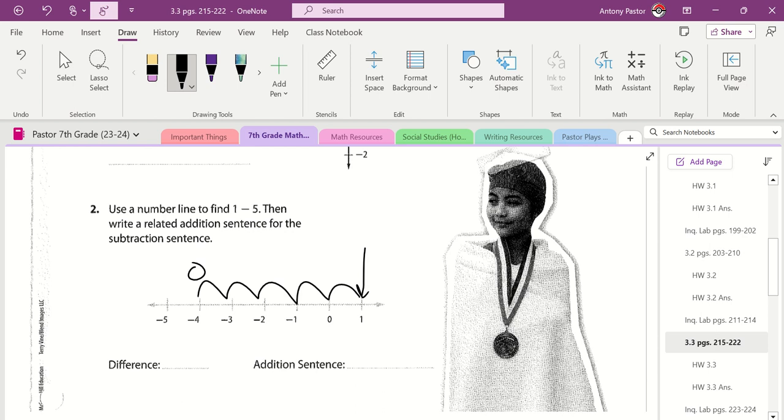A related addition sentence for the subtraction sentence would be 1 plus negative 5. 1 minus 5 is the same thing as saying 1 plus negative 5, because it just gets rid of the addition and makes it 1 minus 5. 1 plus negative 5 would still be 1, 2, 3, 4, 5 jumps back, which would still make this negative 4.